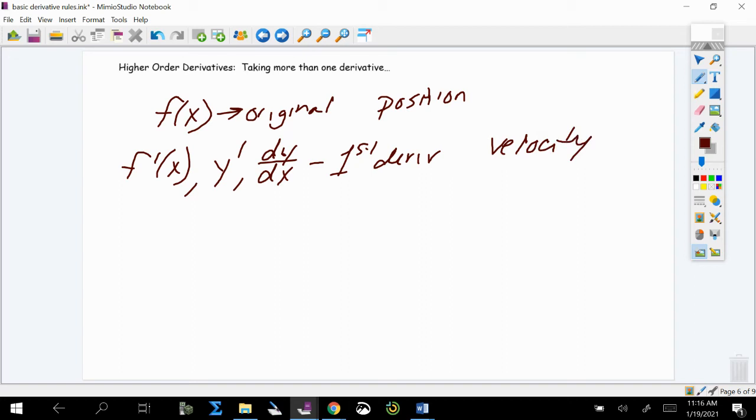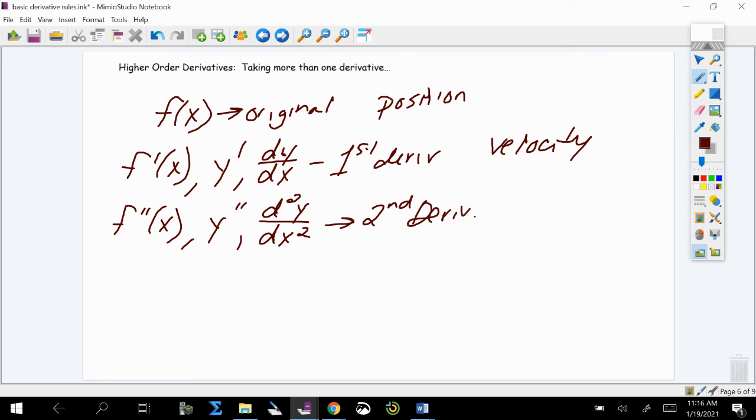If you derive again, there are lots of ways to write this. You can use two prime symbols, so you can do f double prime or y double prime. The longer way to write this is d squared y over dx squared. It means you're deriving y twice in terms of x. All of these things mean second derivative.